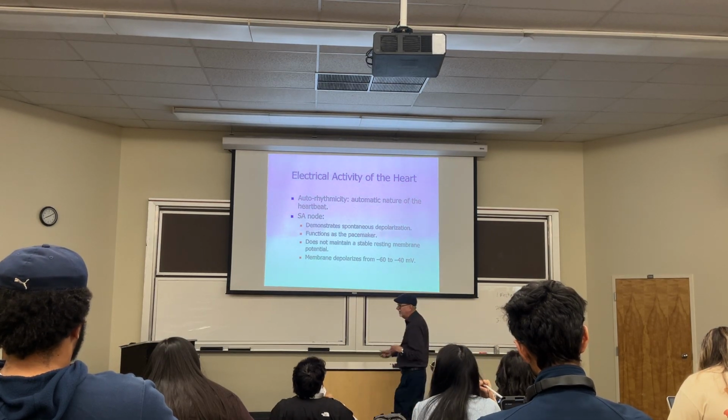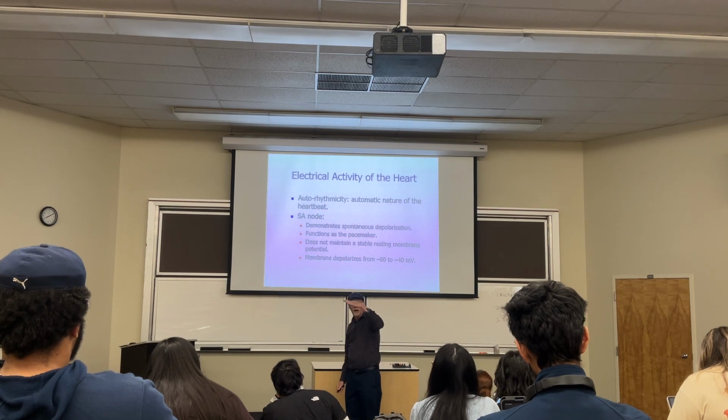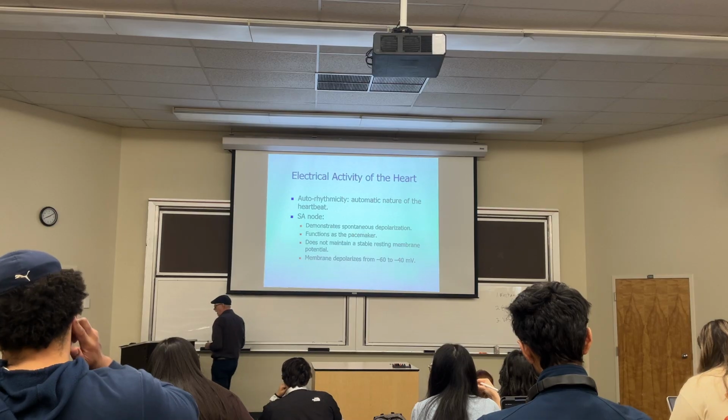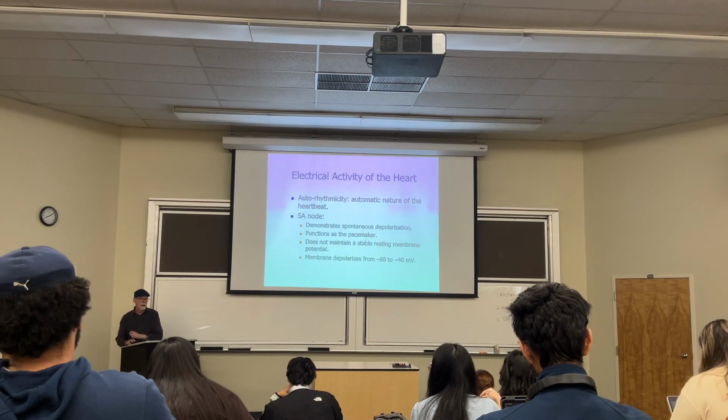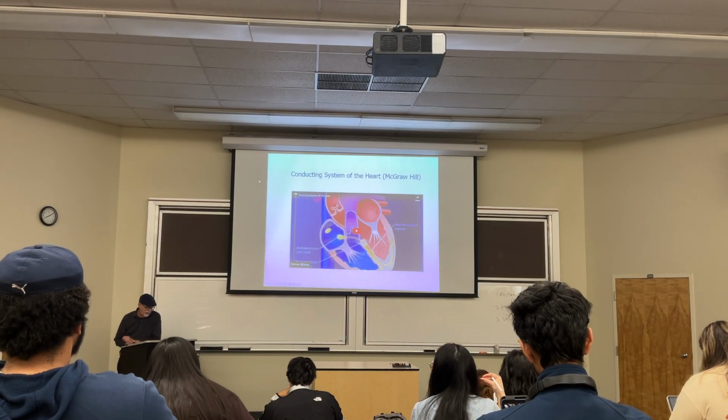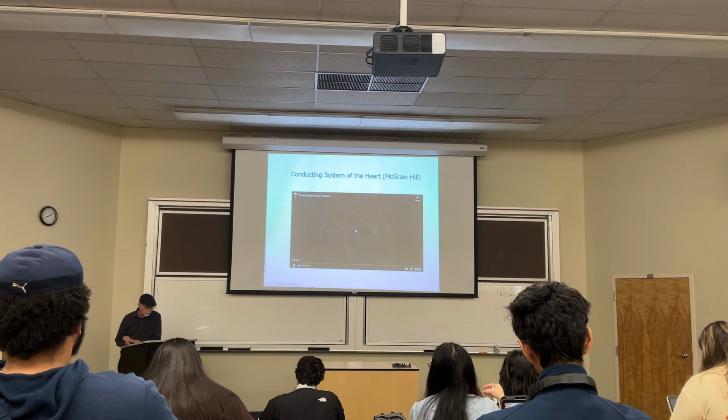So the resting membrane potential is not stable. It drifts up, just automatically. Now why? What's the mechanism? We're going to talk about the mechanism for that drifting. Before that, let's look briefly at the conduction system.